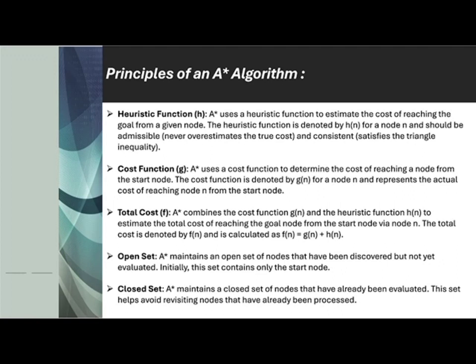The fourth one is the open set. A-star maintains an open set of nodes that have been discovered but not yet evaluated. Initially, this set contains only the start node. The fifth one is the closed set. A-star maintains a closed set of nodes that have already been evaluated. This set helps avoid revisiting the nodes that have already been processed.